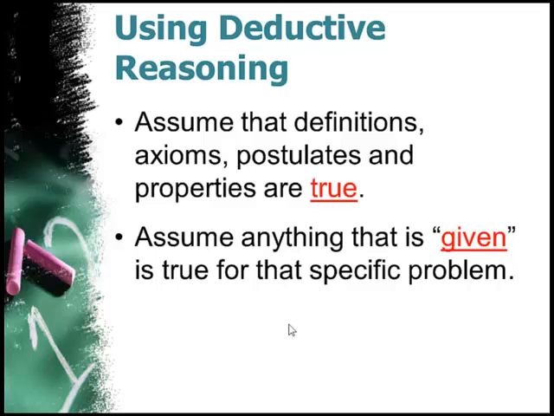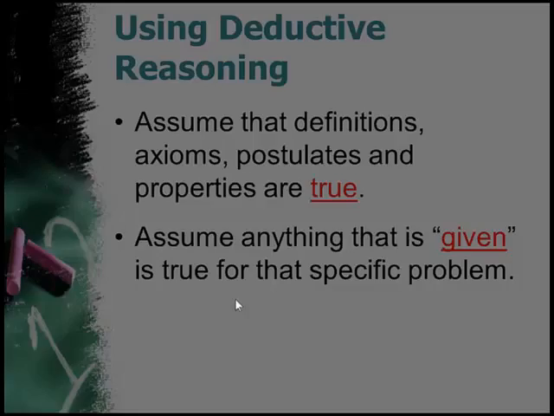Now the other thing, when you're doing a specific argument, you will have some things that are called given. Givens are true for that problem. They don't have to be true forever, but they are true for that problem. So if it says given, that part is true.